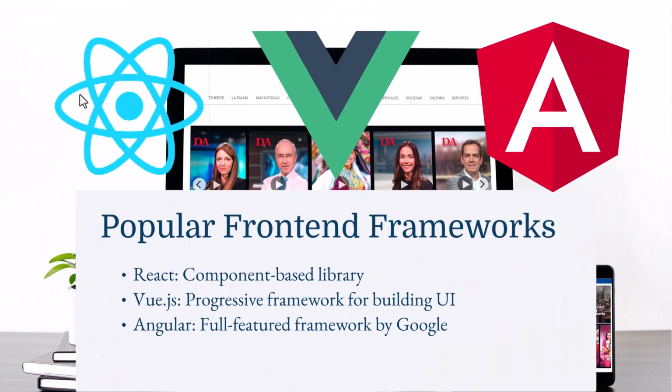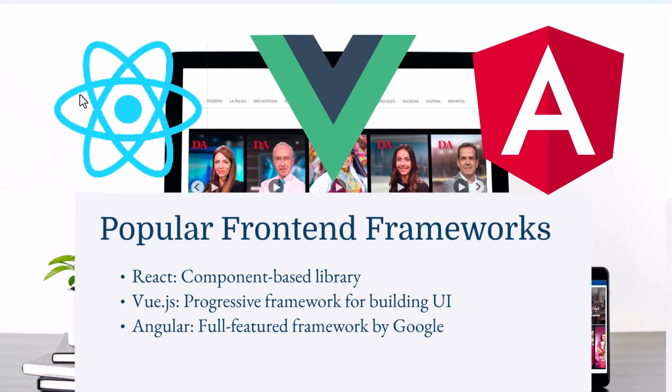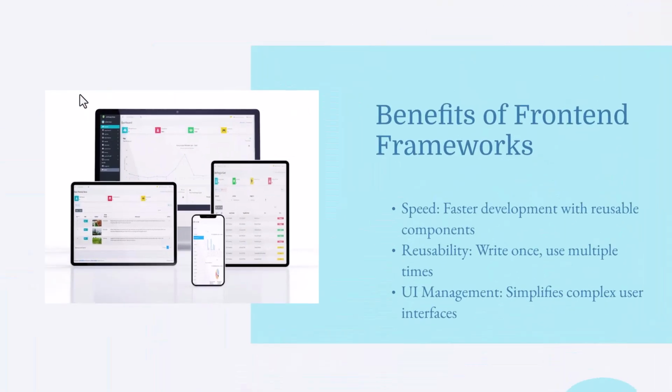To streamline development, developers use front-end frameworks and libraries like React, Vue.js, and Angular. These tools provide structures and components that speed up development and enhance performance. Frameworks offer significant benefits. They speed up development through reusable components, promote code reusability, and simplify the management of complex user interfaces, making the development process more efficient.